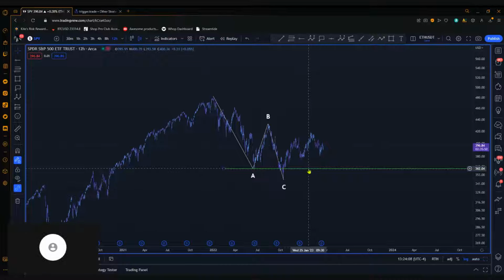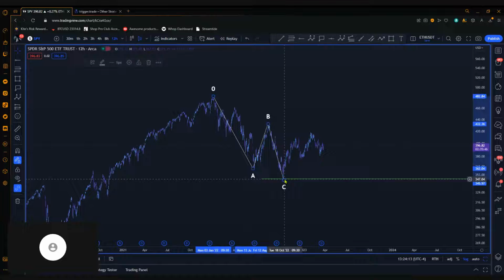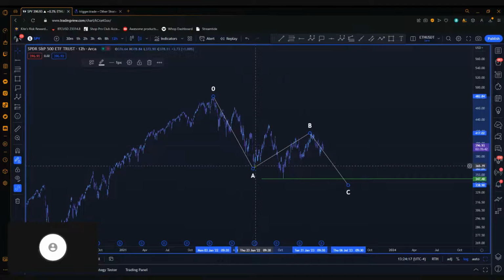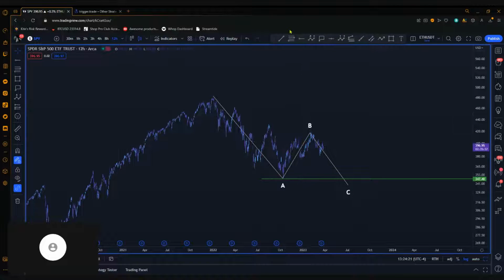Ultimate, I guess, bearish case scenario is that we put in one more lower low, and then this becomes a larger A to a B to a C. I'll go ahead and show you guys there. All right. And so we have an ABC within the A. We also have an ABC within the B.